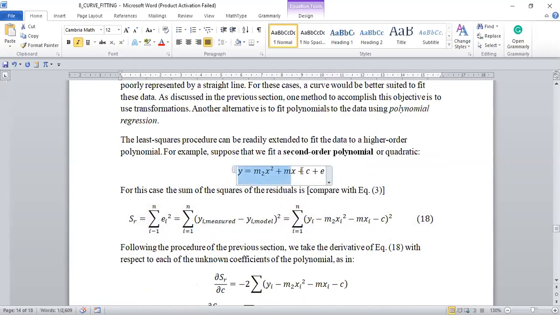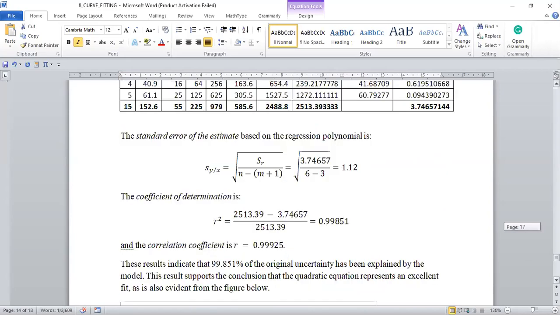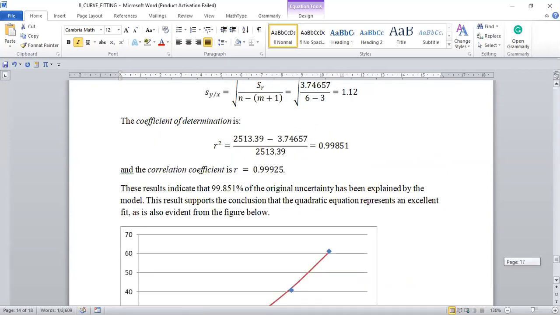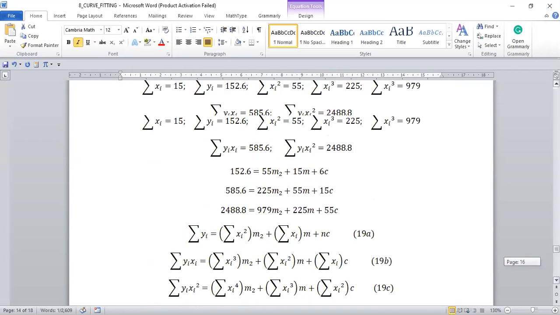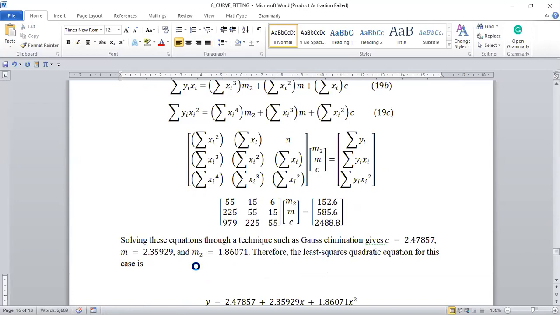So given these particular values we've solved for, remember we are trying to fit a second order polynomial, and a second order polynomial is given by this expression. And we already have the values for M2, M, and C. So the values we arrived at, we are just going to put into the equation here.